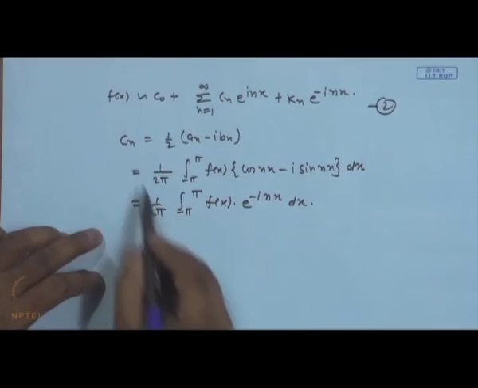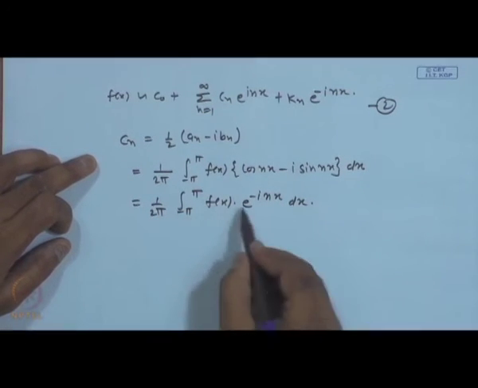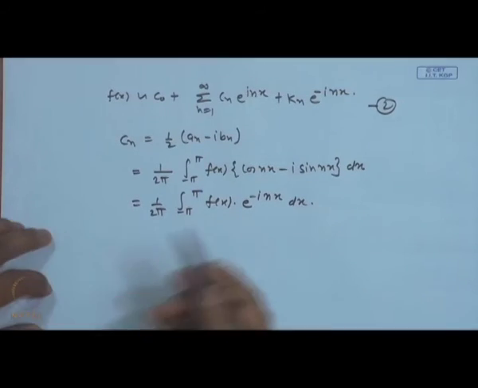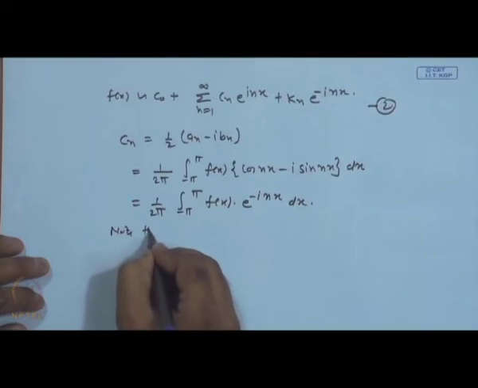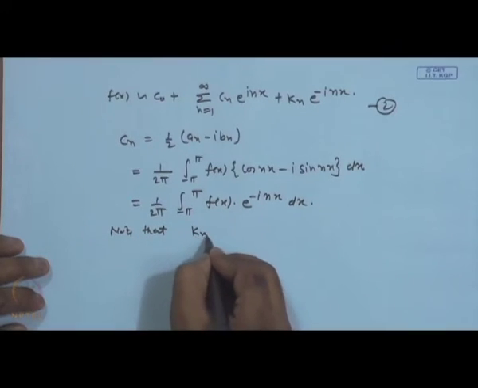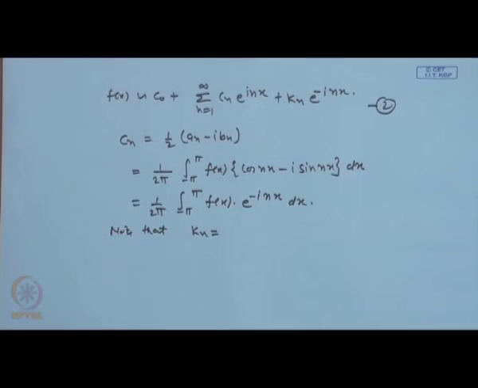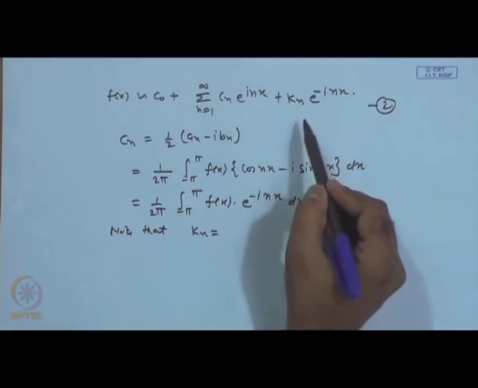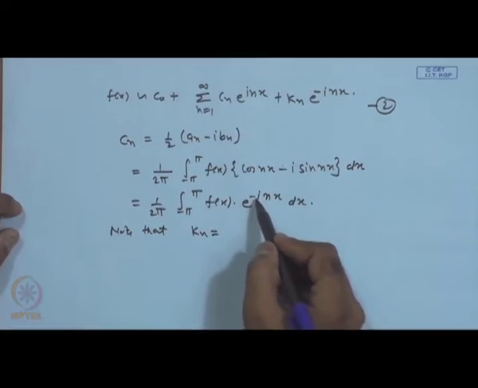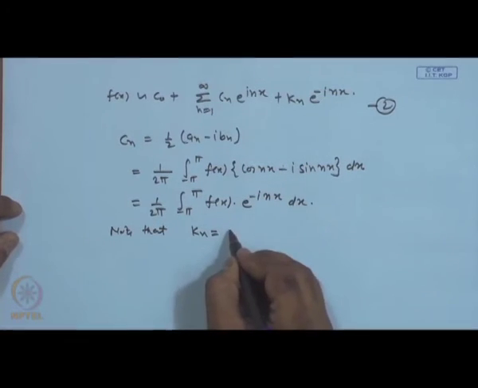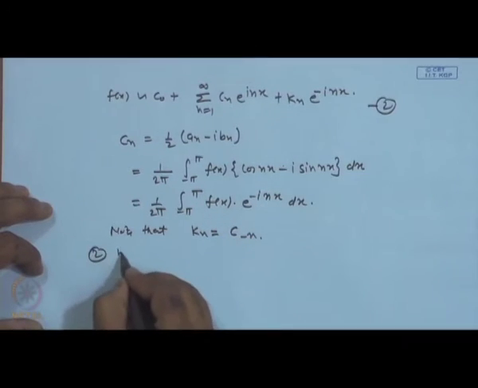So, we can see that C_0 is just 1 over 2 pi, integral from minus pi to pi of f(x) dx. So, that is a_0 by 2, that is what we have written. Also, if we take this k_n, that is a_n plus i b_n, here plus will come and then we will have plus here. So, it is simply C_minus n.